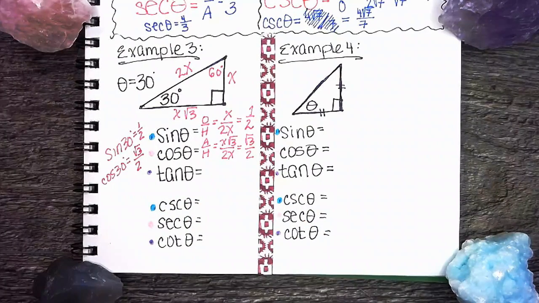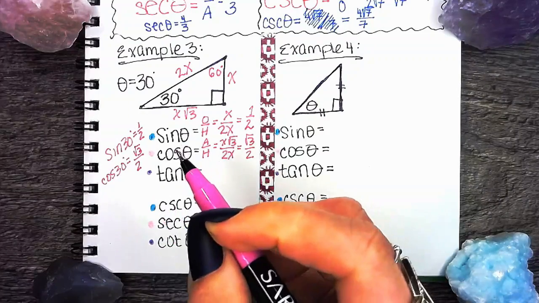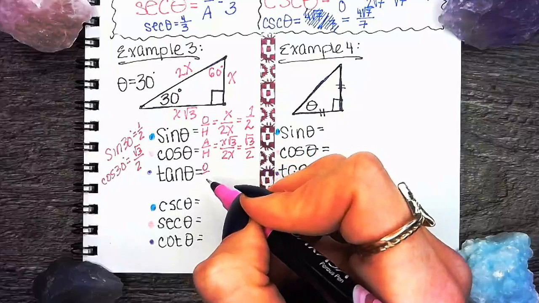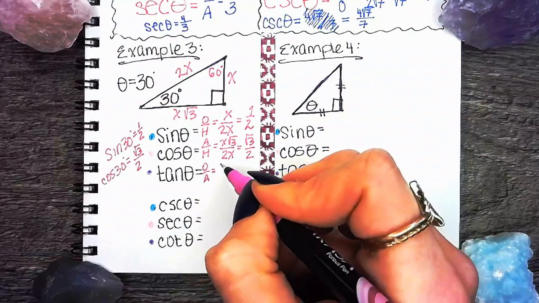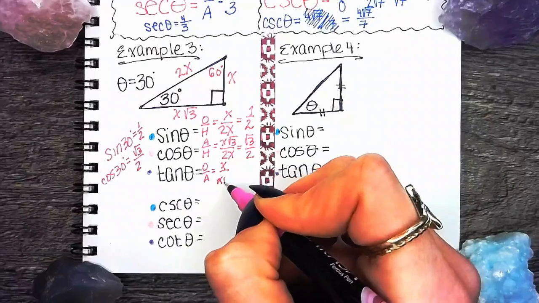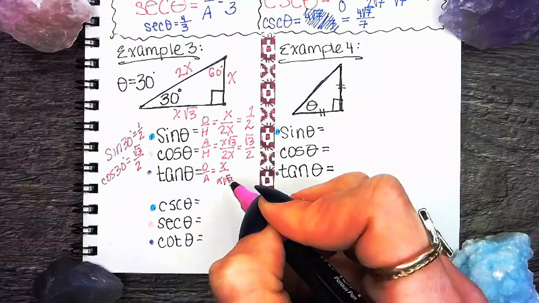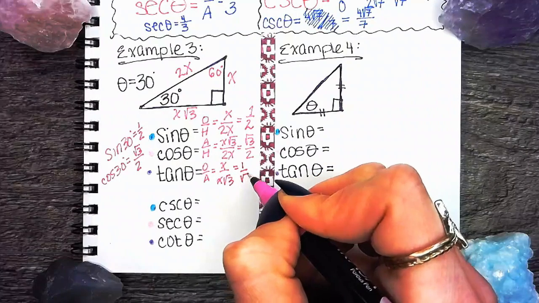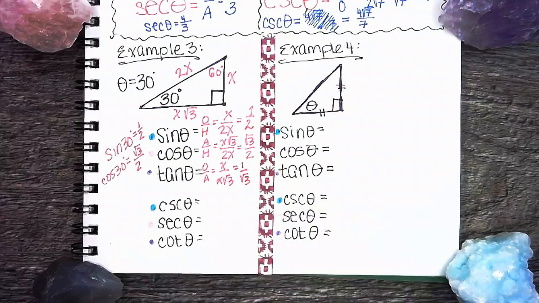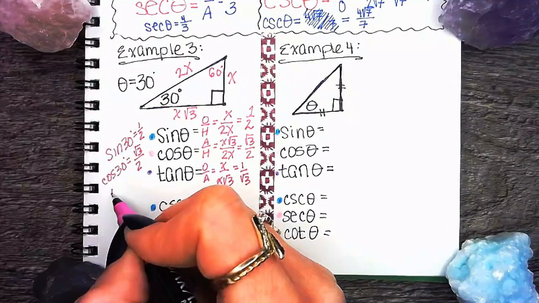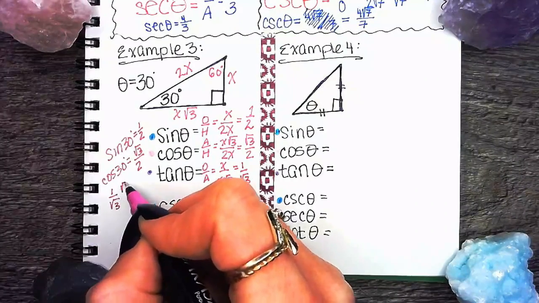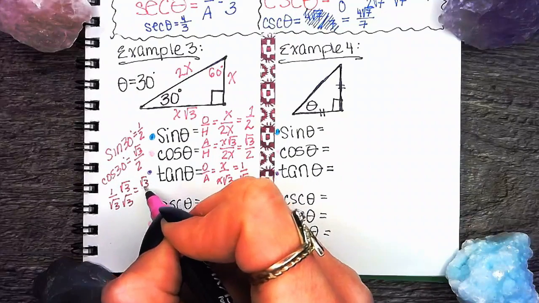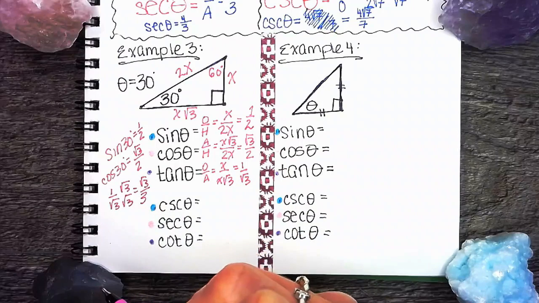Tangent. Tangent of 30. Opposite over adjacent. The opposite over adjacent will be x over x square root 3. Here we have a little bit more work cut out for us. That leaves us with 1 over square root 3. This needs to be rationalized. 1 over square root of 3 will get multiplied on top and bottom by square root of 3, and that gives you square root of 3 over 3.